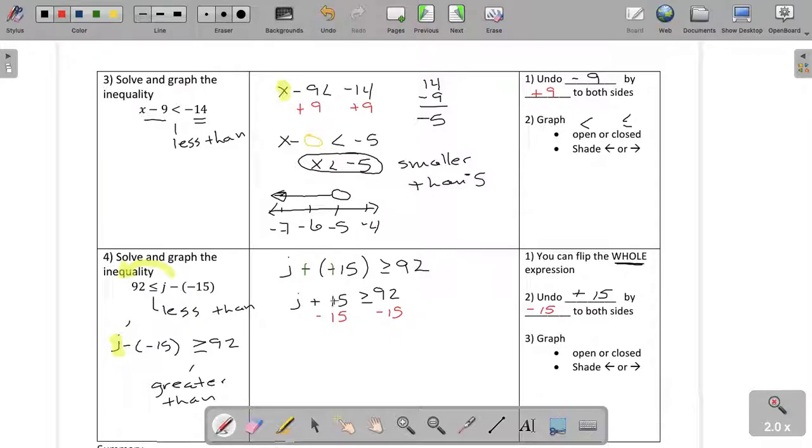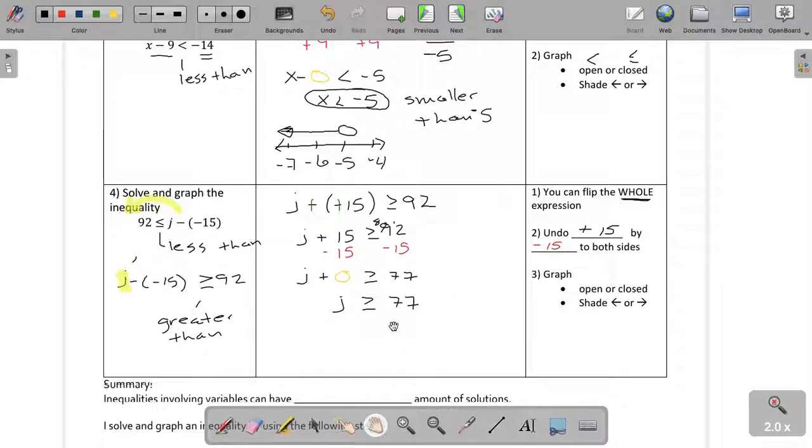Okay. Positive 15, negative 15, that's a 0. So I have j plus 0 greater than or equal to, that's a 12, that becomes an 8. 12 minus 5 is 7. 8 minus 1 is 7. So my answer is j plus 0 is j greater than or equal to 77. Okay, so that's what we have now. j is greater than or equal to 77.